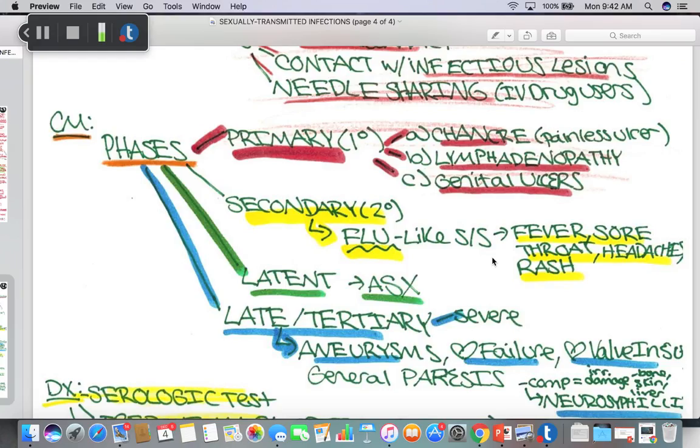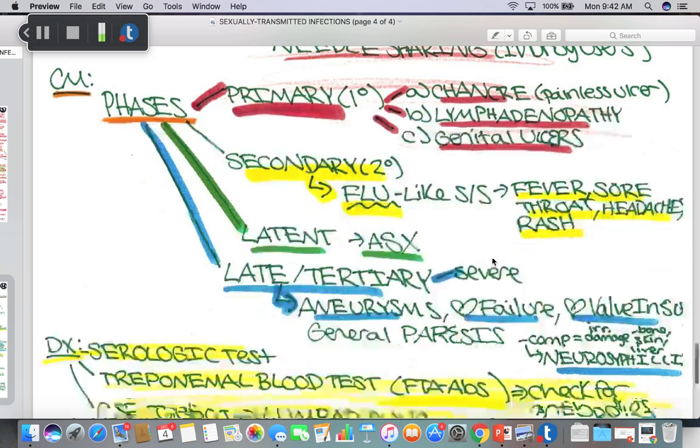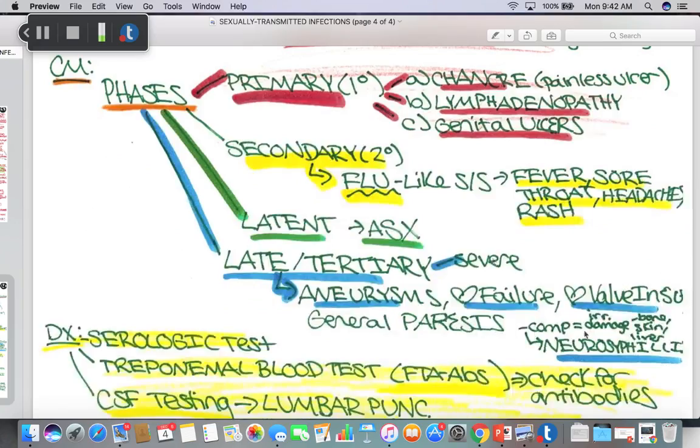Secondary phase, there's going to be flu-like signs and symptoms: fever, sore throat, headaches, and rash. In the latent phase, the patient is going to be asymptomatic. The late and tertiary phase is severe. The patient can have aneurysms, heart failure, heart valve insufficiency, general paresis. Complications: there can be irreversible damage to bone, skin, and liver, or if the patient has neurosyphilis, this is irreversible.